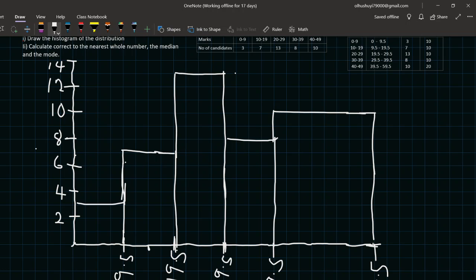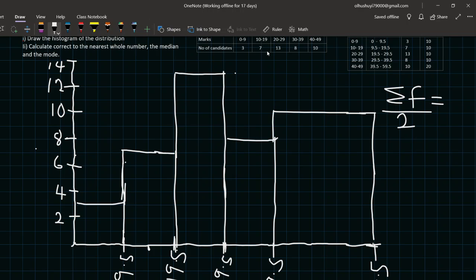Now, the question is how you locate your median class. Don't forget the formula that says the summation of f upon 2. And what would that be? Add all the frequency we have here together. We have 3 plus 7, that is 10. 10 plus 13, that is 23. 23 plus 8, that is 31. 31 plus 10, we have 41.